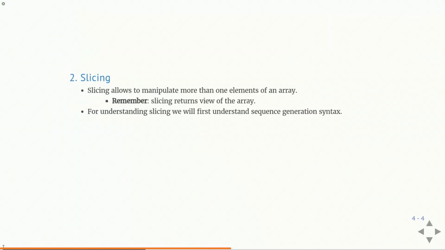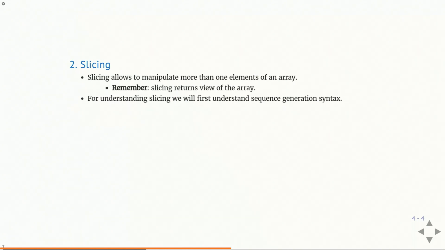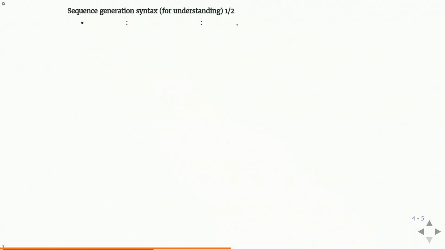Next comes slicing. Slicing allows us to manipulate more than one element of an array. It is one of the most important tricks to master while working with NumPy. One thing we always need to remember when working with slicing is that it returns a view of the underlying data. So if we do any updates on the extracted slice, it will be reflected in the original array as well. However, before understanding slicing, we will have to understand the Python sequence generation syntax for slicing.